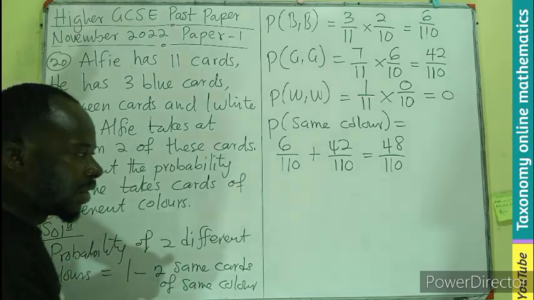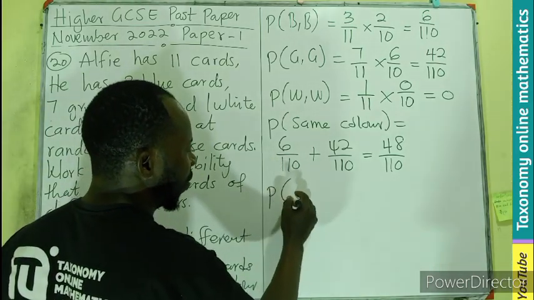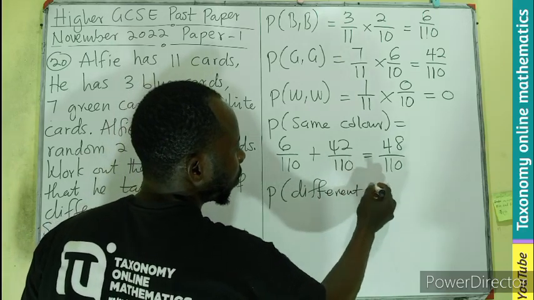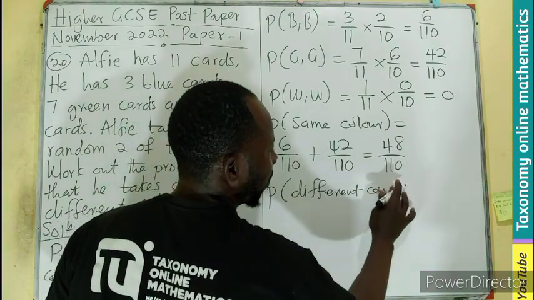Okay, same color. So the question is asking for the probability of what? Different colors, right?